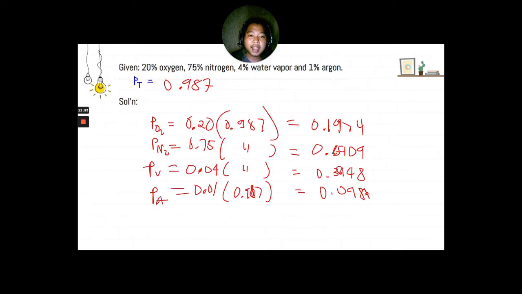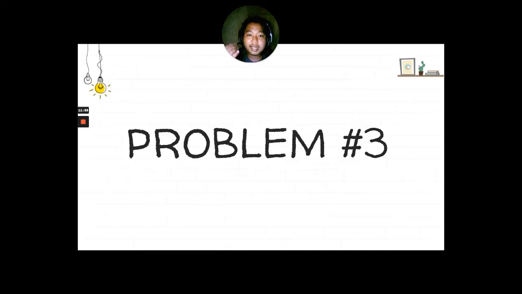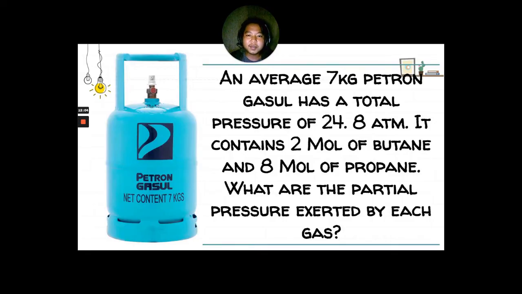Hopefully you got the correct answer, or if not, you can follow how we solved it, to give you an idea for how to solve problem number 3. The problem goes like this: an average 7 kilogram Petron gasul has a total of 24.8 atm pressure. It contains 2 moles of butane and 8 moles of propane.